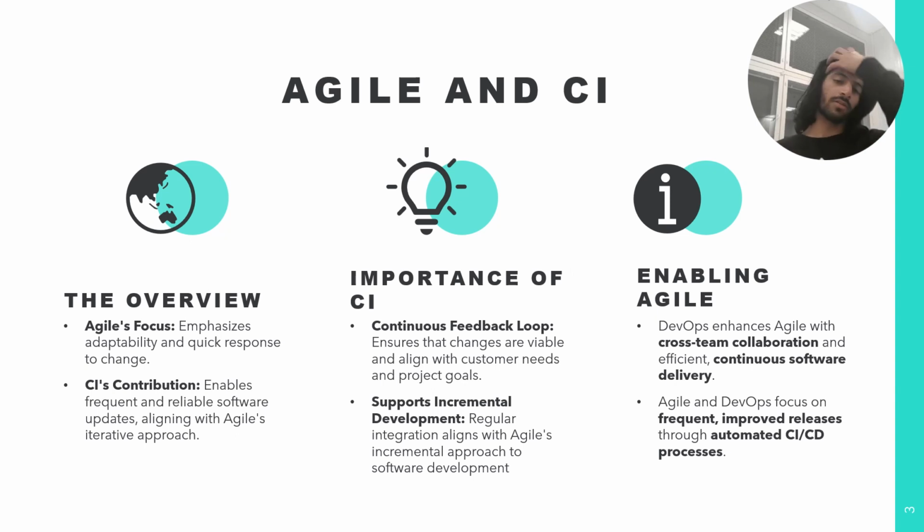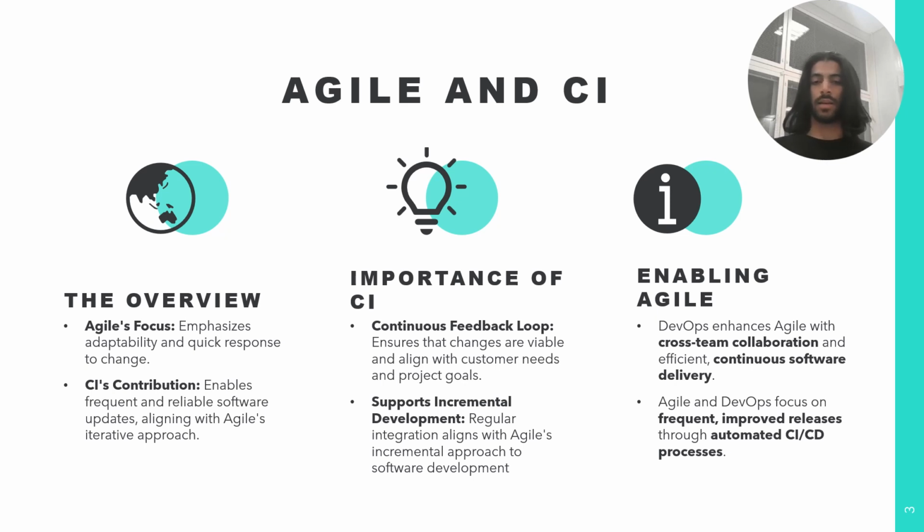Now, the importance of this is that continuous integration allows for a continuous feedback loop. Every time a change is committed, it ensures that the changes are viable and they align with the customer needs. Subsequently, it also supports incremental development. Yet again, every commit triggers a test. It's a constant improvement process.